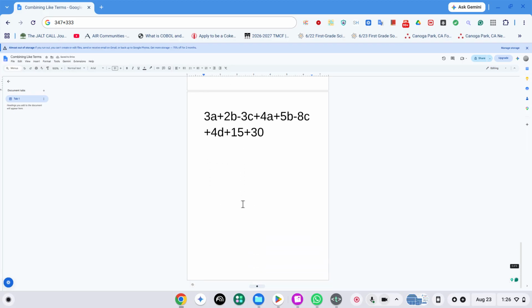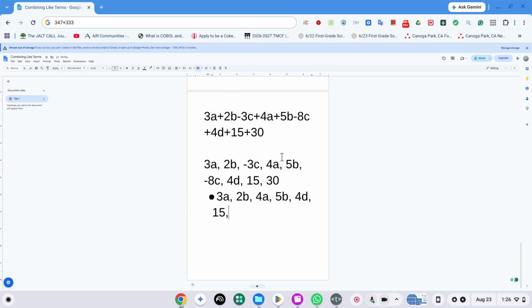One more. Okay, here's a big one. We have a, b, c, and d coefficients. We also have some constants, but they're all terms. What are these terms? We have 3a, 2b, negative 3c, 4a, 5b, negative 8c, 40, 15, 30. If we want to, we can further classify these terms in positives and negatives, and let's just do that. So our positives would be 3a, 2b, 4a, 5b, 40, 15, and 30. Negatives will be negative 3c, negative 8c.